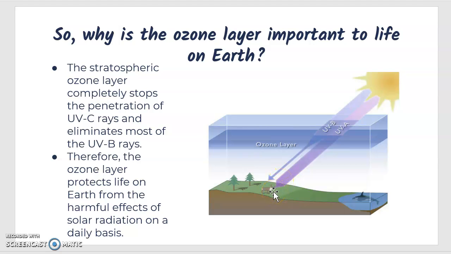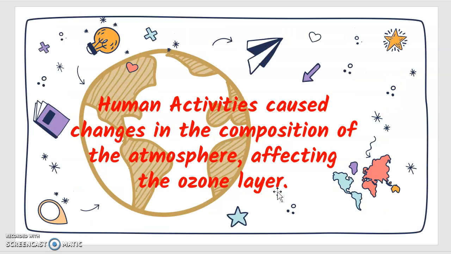So now, what are human activities that cause changes in the composition of the atmosphere, affecting our ozone layer? We said earlier that the normal composition of our atmosphere should consist of only 78% nitrogen, 21% oxygen, and 1% other gases that include carbon dioxide. And that should be the ideal.